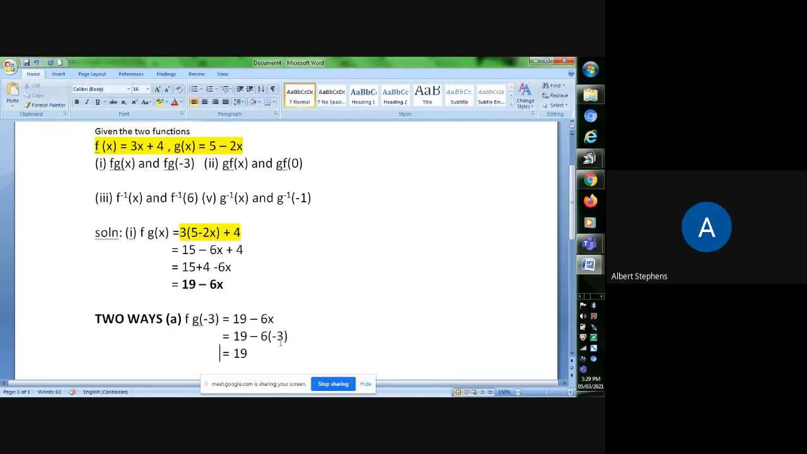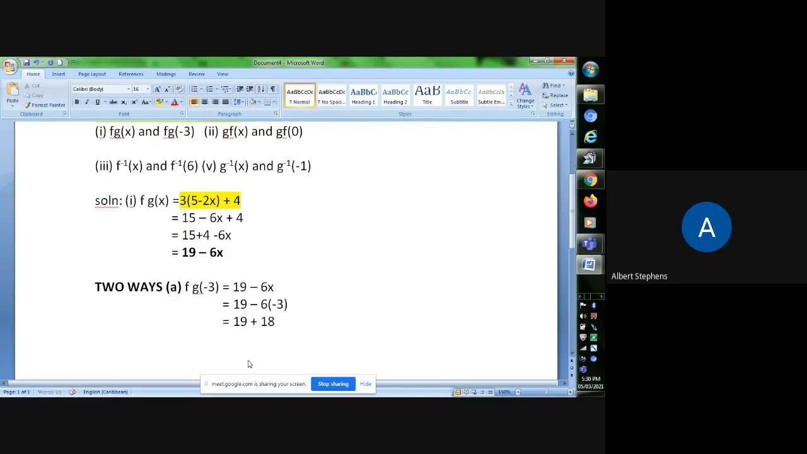All right, so we have two negatives here, which gives us a positive. 6 threes, 18. What's 19 plus 18?